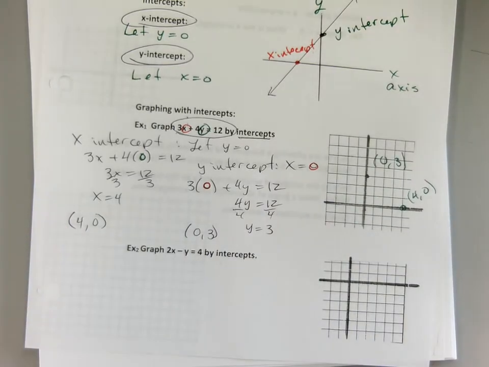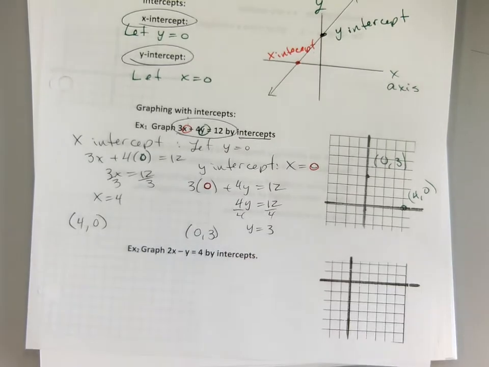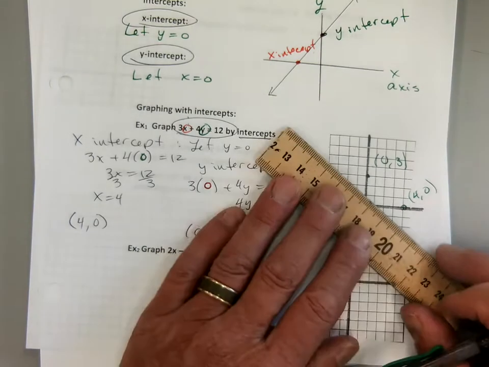I have a y-intercept and an x-intercept. All I need is 2 points to graph the line. So if I had a ruler, I would do it. Of course, I don't have a ruler. Oh, here's the ruler. Connect the dots.